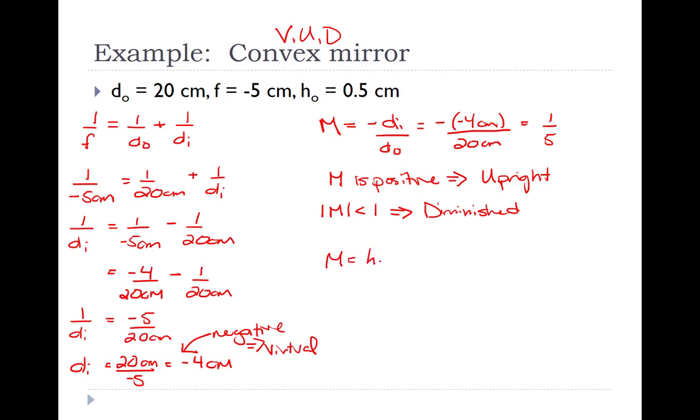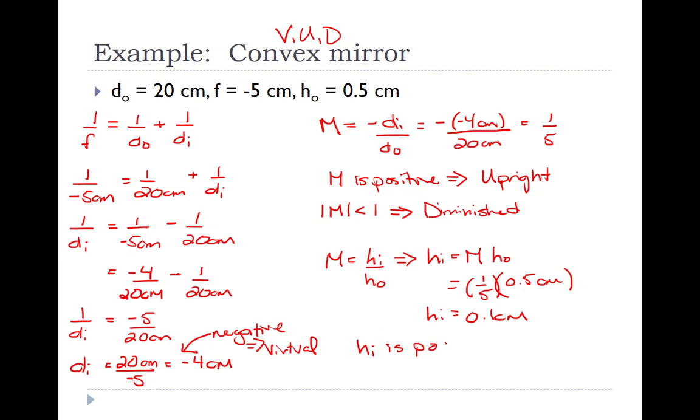Lastly, we use the other definition of the magnification to find the image height. Rearranging, we find that the image height is the magnification times the object height. The magnification in this case is 1/5, and the object height was given as 0.5 centimeters. 1/5 of 0.5 is 0.1 centimeters. I can, off of this answer, pull the same information I got from the magnification. First, I see that HI is positive. That tells me that it is upright.